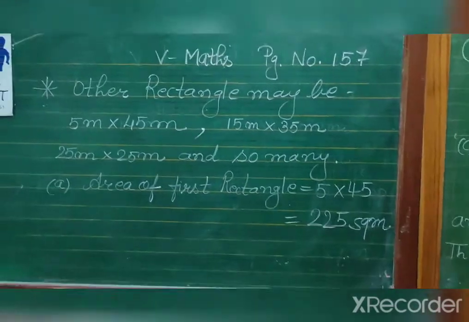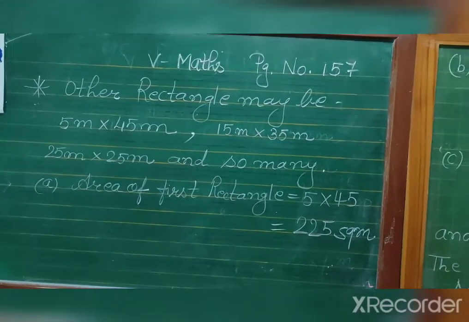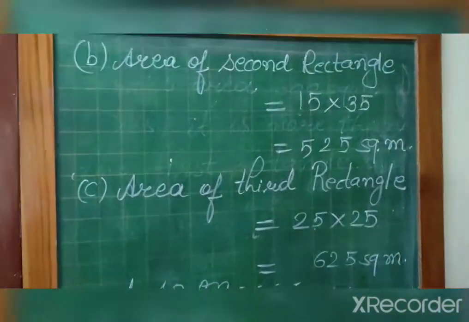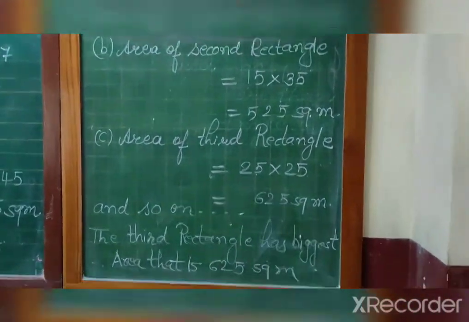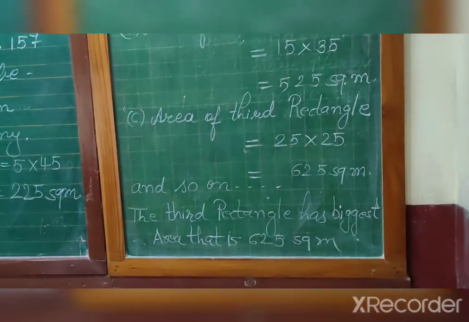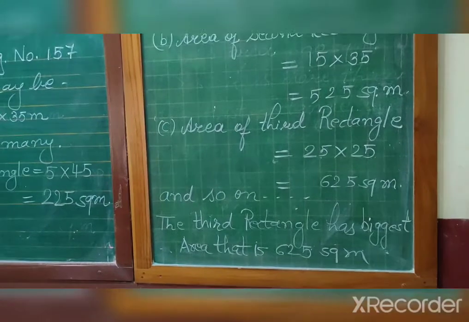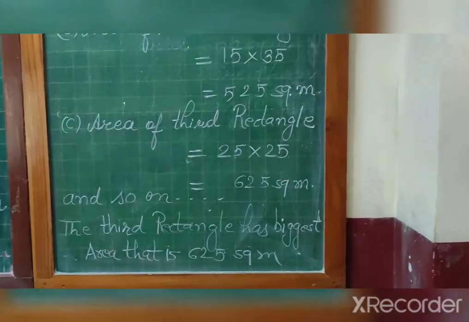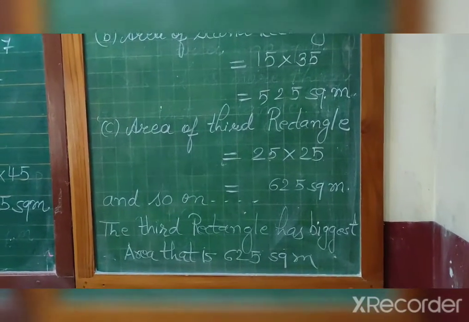That's why I have written here 'and so many'. The area of the first rectangle, you can see, is length into breadth, 5 into 45, that is 225 square meter, and in the same way you can see the area of the second rectangle and the area of the third rectangle. In the area of the third rectangle you can see the same, the square, side into side, because a square is also one type of rectangle, but a rectangle is not a square. In a square all sides are always equal. So side into side, or length into breadth, 625 square meter, and so on.